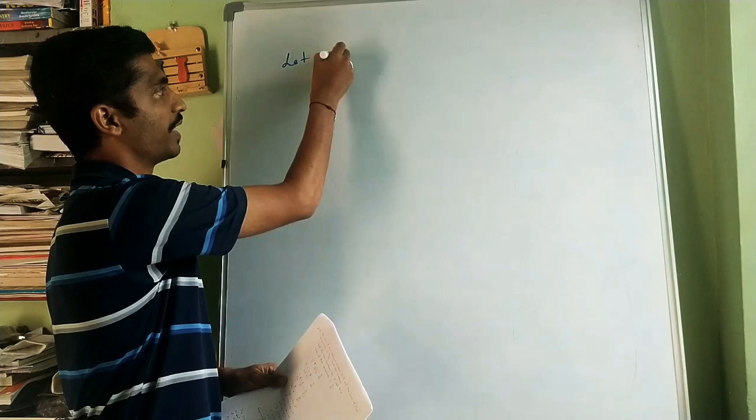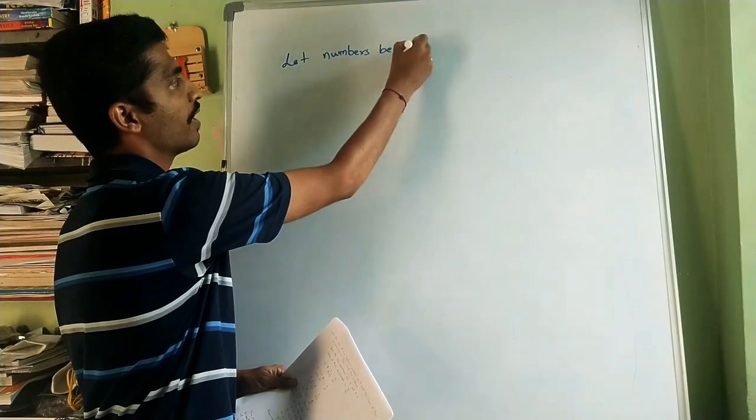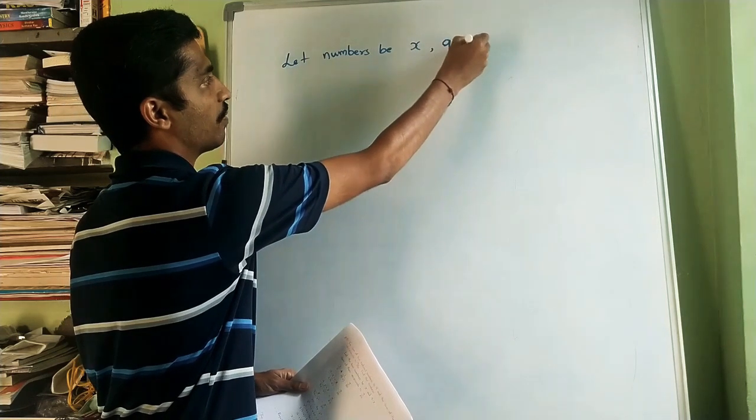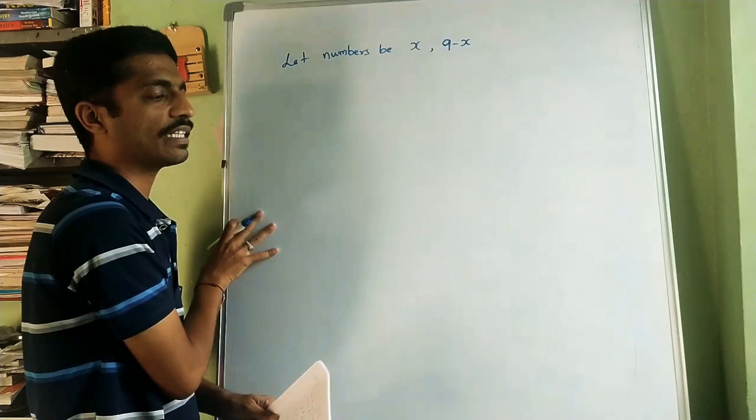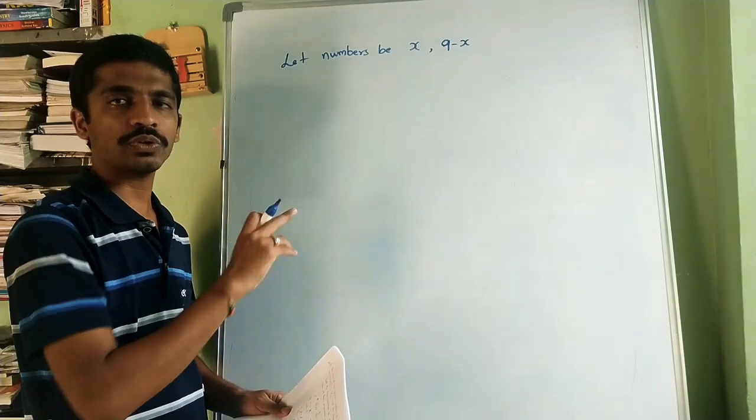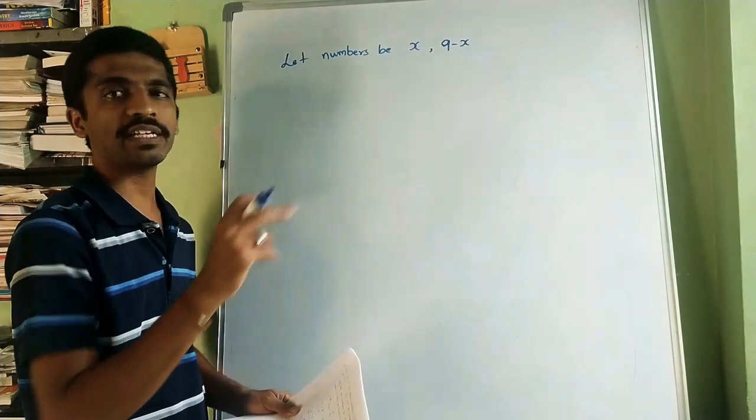Let the numbers be x and 9 minus x. Why? If you add them, you will get 9. Okay, so the sum of two numbers is 9. So if one number is x, then automatically the other number will be 9 minus x.